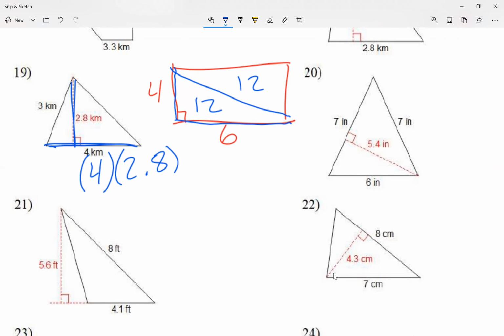Let me divide that by 2, right? Let me divide it by 2. Because remember, I just showed you guys right now for a triangle, we do a rectangle and then divide it by 2. So 11.2 divided by 2 gives me 5.6.